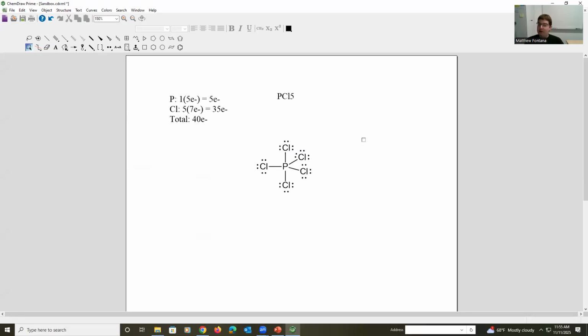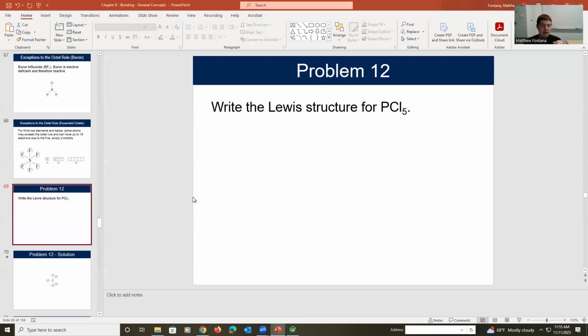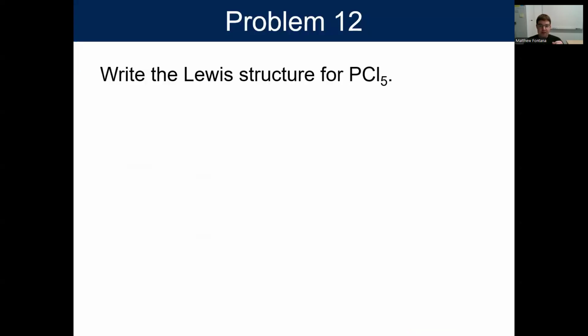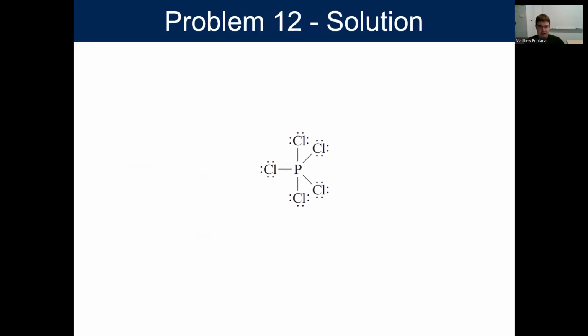You'll notice that chlorine has an octet, phosphorus has 10 electrons, which is perfectly good, and we're using the total number of 40 valence electrons. So this is a good Lewis structure. This is an example showing when you can have an expanded octet. That concludes that question, and this is the solution I have shown for you. We'll talk about geometry later in this chapter, but this is actually most correctly depicting the geometry, so that's why it has this shape to it.